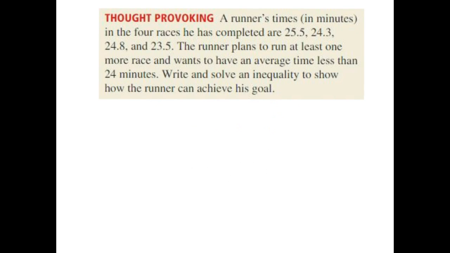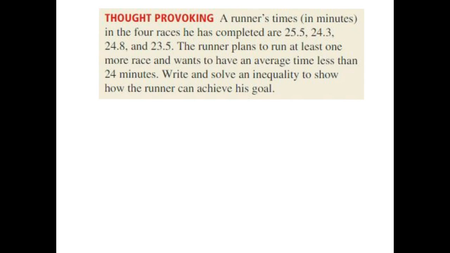Of course, I can't finish this video until I do a story problem with you. So here it is. A runner's times in minutes in the 4 races he has completed are 25.5, 24.3, 24.8, and 23.5 minutes. The runner plans to run at least one more race and wants to have an average time less than 24 minutes. Write and solve an inequality to show how the runner can achieve his goal.